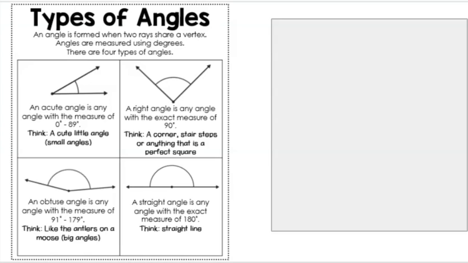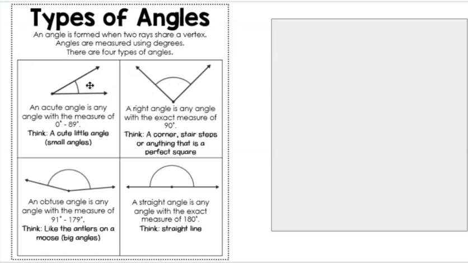And what's nice about a right angle is if you think about it, it really creates a square corner. So, stair steps or anything that is a perfect square. So, even though this is tilted this way, you can see that right here, I could fit a perfect square in there. So then you have acute angles, which is this one here.